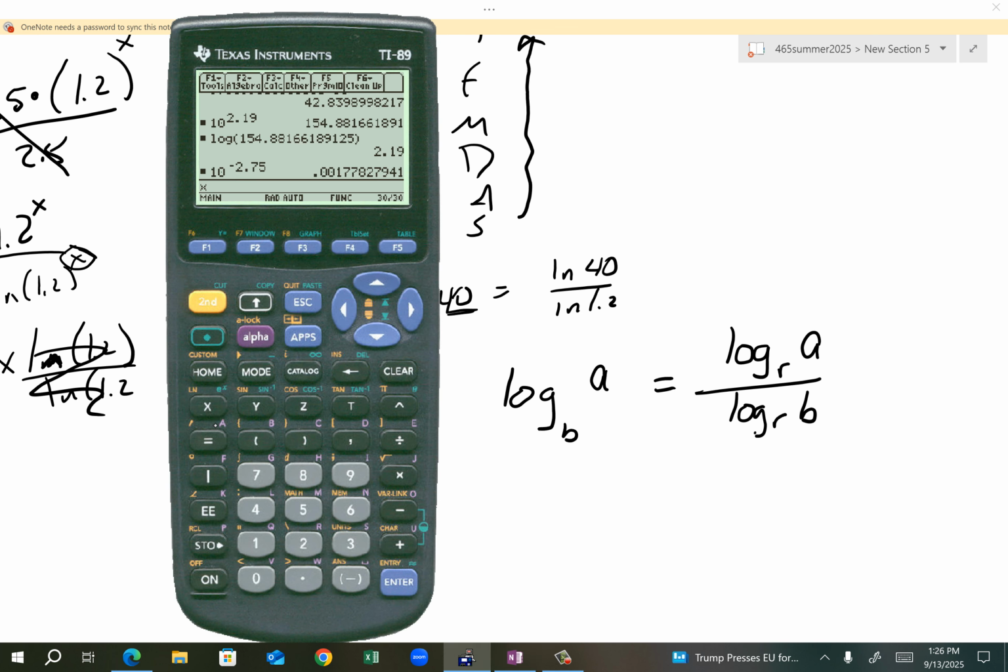So the ln of 40 divided by the ln of 1.2. And so I got 20.2, right? And you're like, Groom, was that right? I don't know. Let's try it. Oh, yep, I'm right. Good for me. Obviously, 1.2 to the 20 means 1.2 times 1.2 times 1.2 times 1.2, 20 times. Yes, that's the plan here.